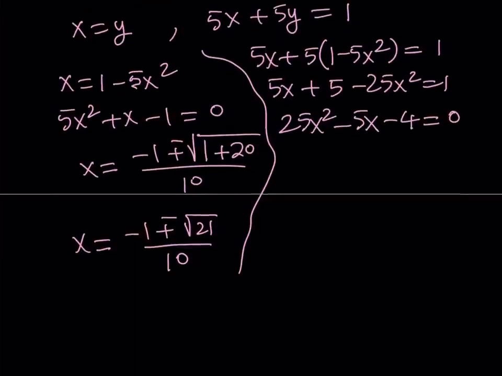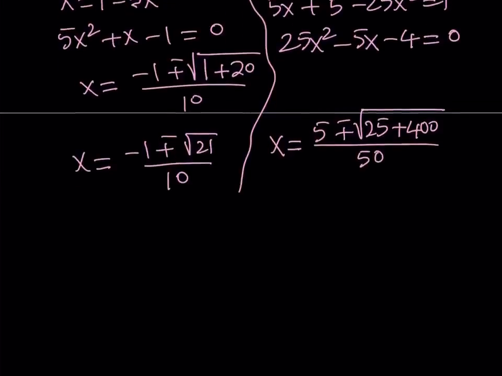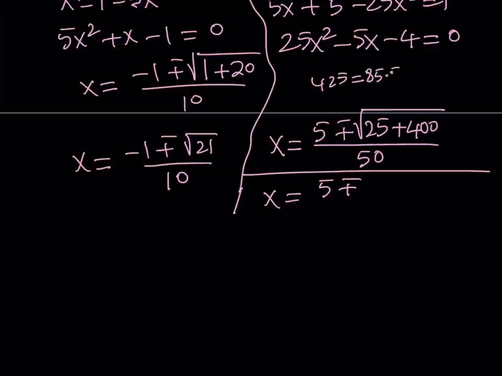Again, this equation has two real solutions because a and c have opposite signs. And from here we get x = -b plus or minus the square root of b², which is 25, minus 4ac, but that's going to be a plus sign. And 16 times 25 is equal to 400. And then we can just divide it by 2 times 25, which is 50. And then we're going to be getting from here x = (5 ± ...). Now let's take a look at inside the radical. We have 425 inside the radical, and that can be written as 85 times 5, right?